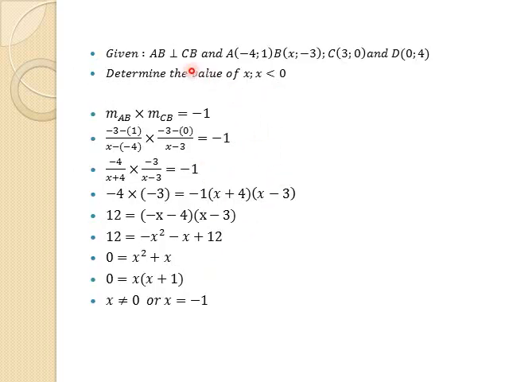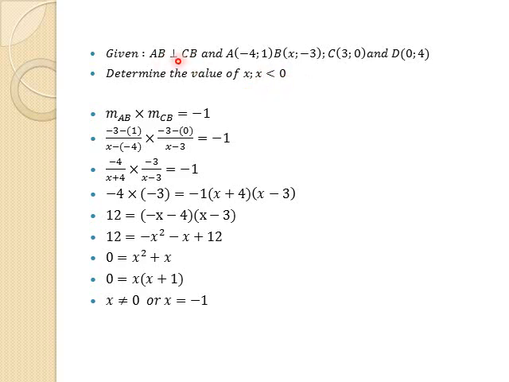Right? And the last problem here, given that AB is perpendicular to CB, and A is minus 4 and 1, B is x and minus 3, C is 3 and 0, and D is 0 and 4. Determine the values of x, provided x is less than 0. Right, so this is generally when we have more than one answer, we specify or try to assist you so you know which one of them is the correct answer.